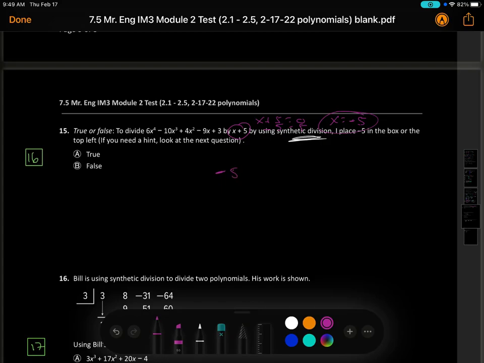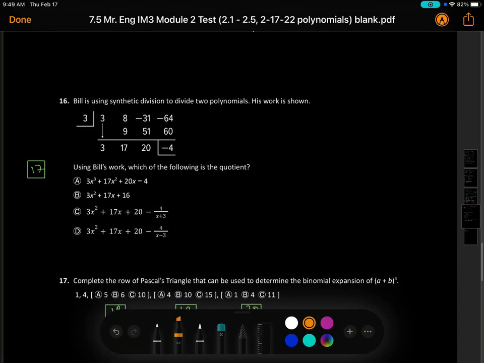Now it says I place the -5 outside the box, or to the top left. And then you just take your coefficients. Well, that is true. Question number 15 is true. That is response number 16.